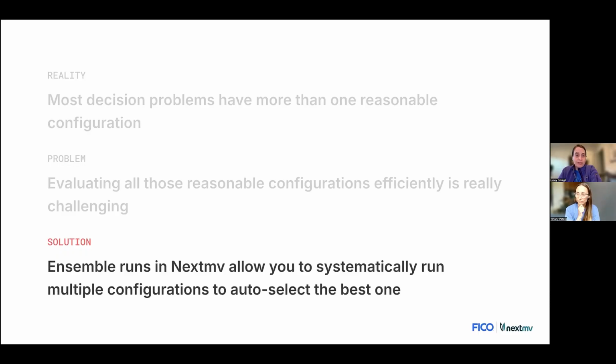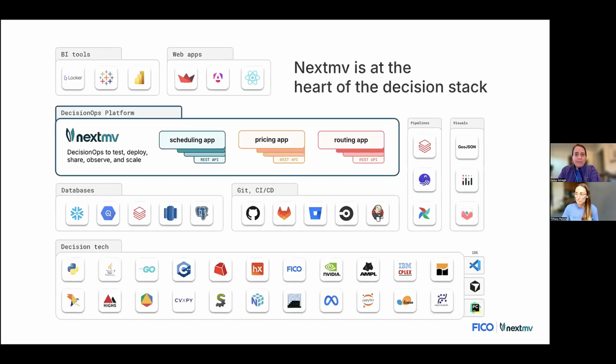Before we dive into seeing this, I want to make sure that we're all clear on two terms in that line, one being ensemble runs and the other one being Nextmove. I'm going to start with the last one first. Nextmove is a decision ops platform that sits at the heart of your decision stack. It's one home, one pane of glass for all of your decision applications. You might have a decision application for pricing that's maybe a prototype, proof of concept. You might have a routing app that's running in production. Regardless of technology, regardless of model maturity, all of these decision applications have a home in Nextmove.